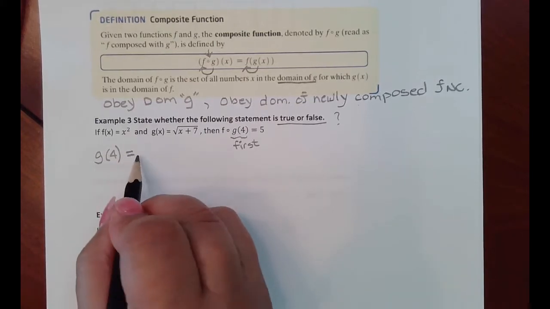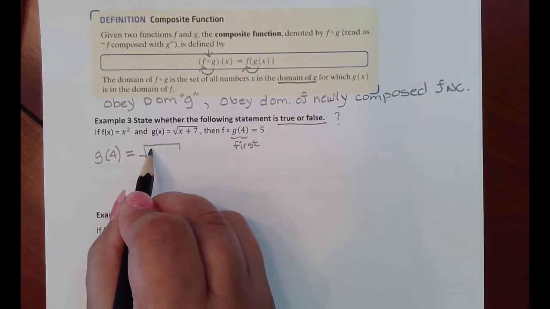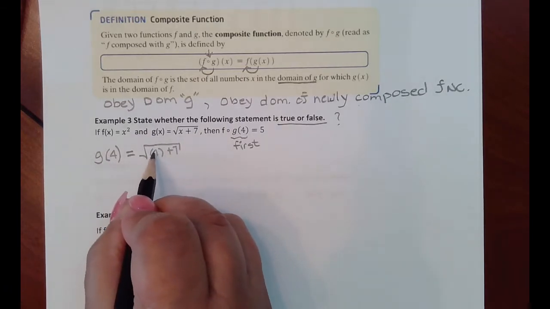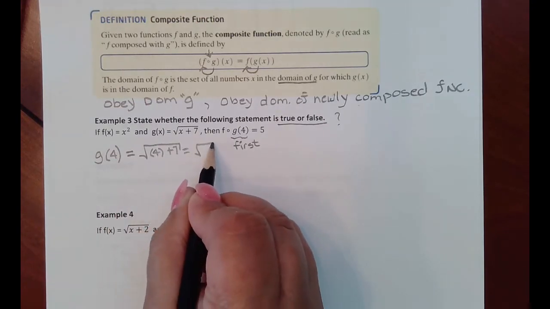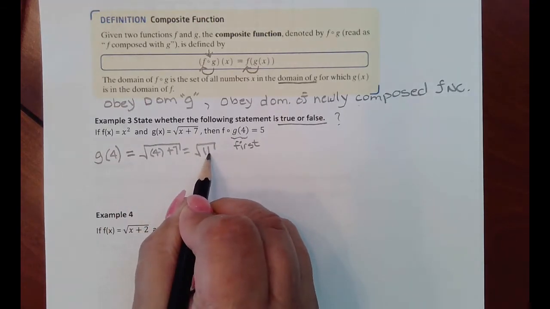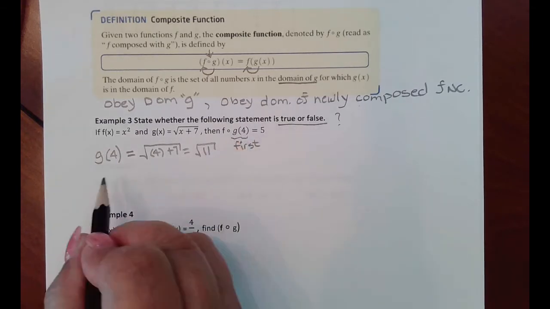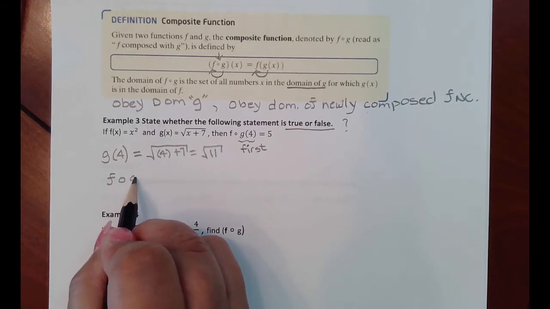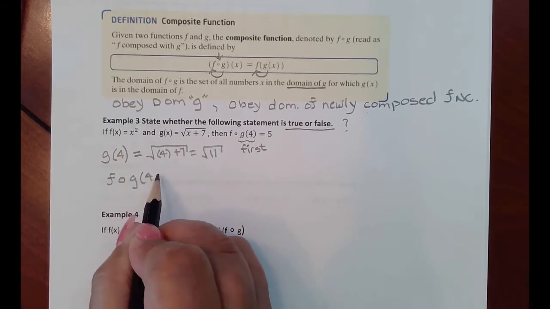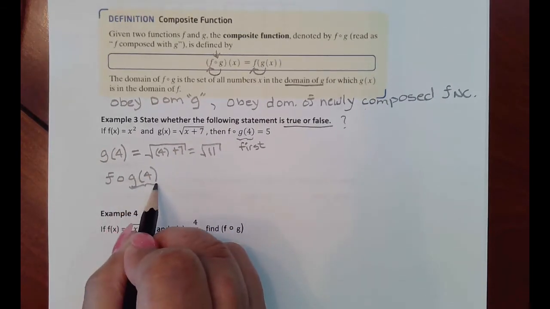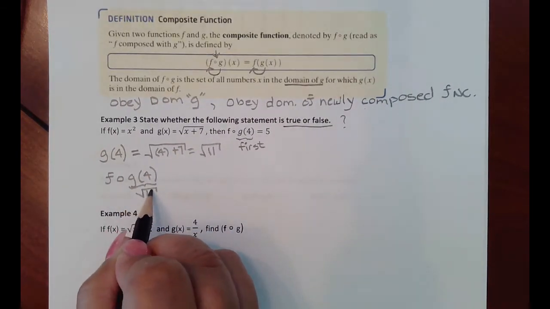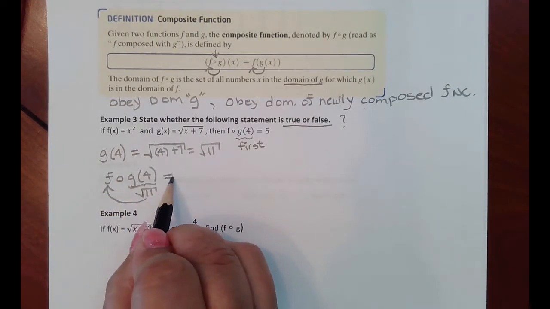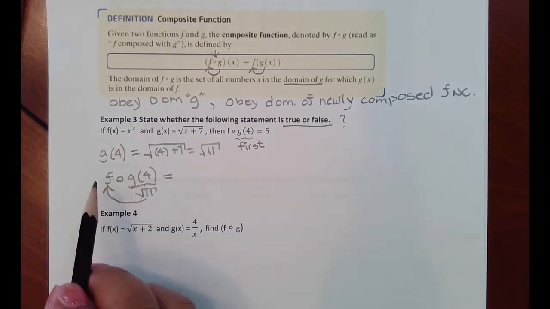So g of 4, we're going to take the g function, which is the square root of x plus 7, and we are being told to plug a 4 in there. So we end up with 11 underneath that square root. After you get done finding out what this is, you're going to take that value, and now you're going to do f composed of g of 4. Now you're going to carry this out. So we just got the square root of 11 for this, and we are going to substitute it into the outer function. You will always be substituting the inner function into the outer function.